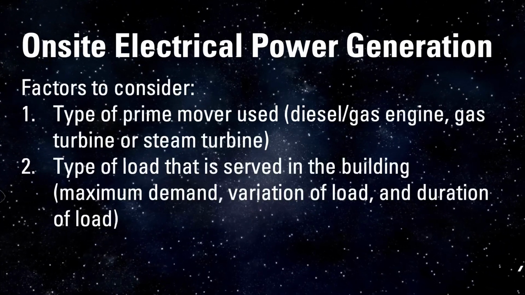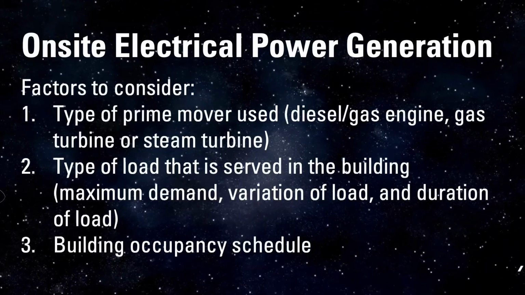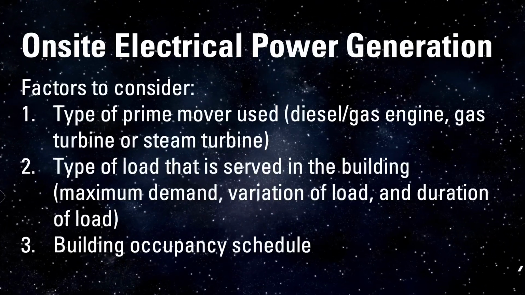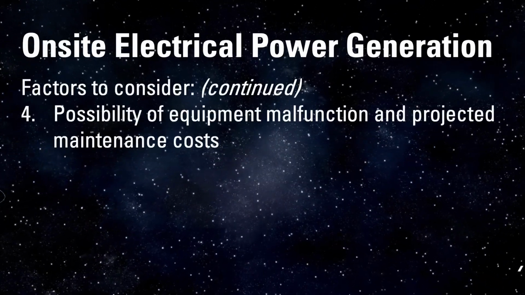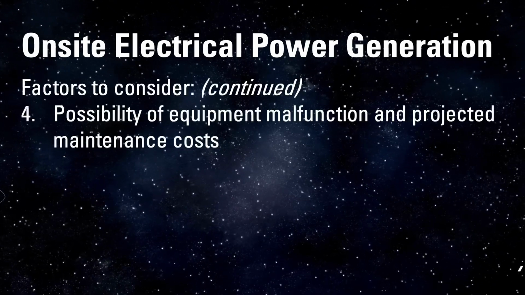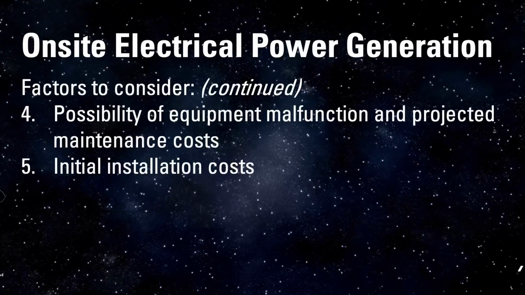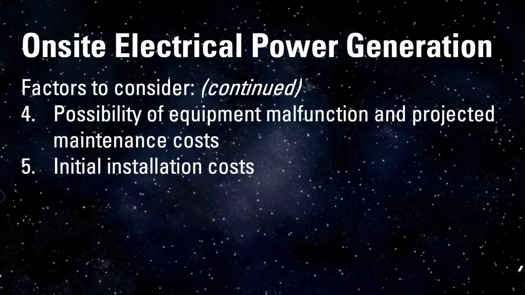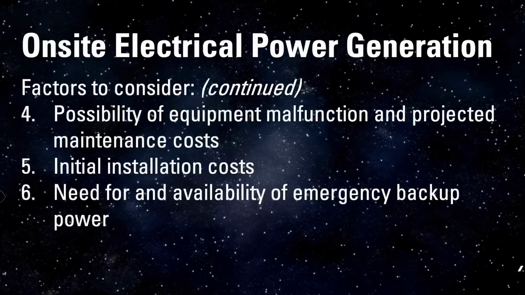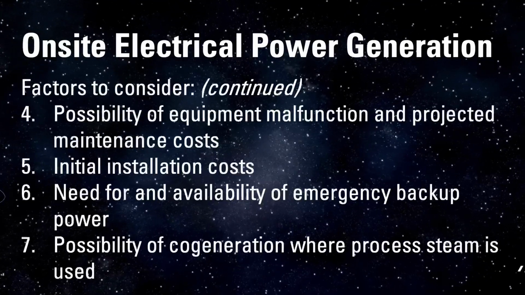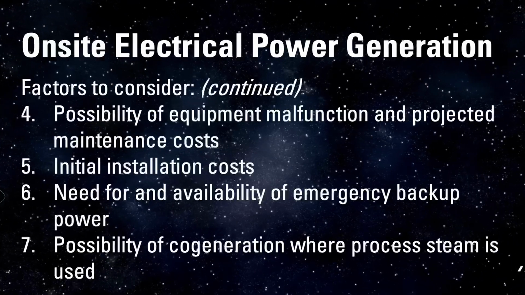The next factor is the type of load that is served in the building. The third factor is the building occupancy schedule. The fourth factor is the possibility of equipment malfunction and projected maintenance costs. The next factor is initial installation costs. The sixth factor is the need for and availability of emergency backup power. The seventh factor is the possibility of cogeneration where process steam is used.